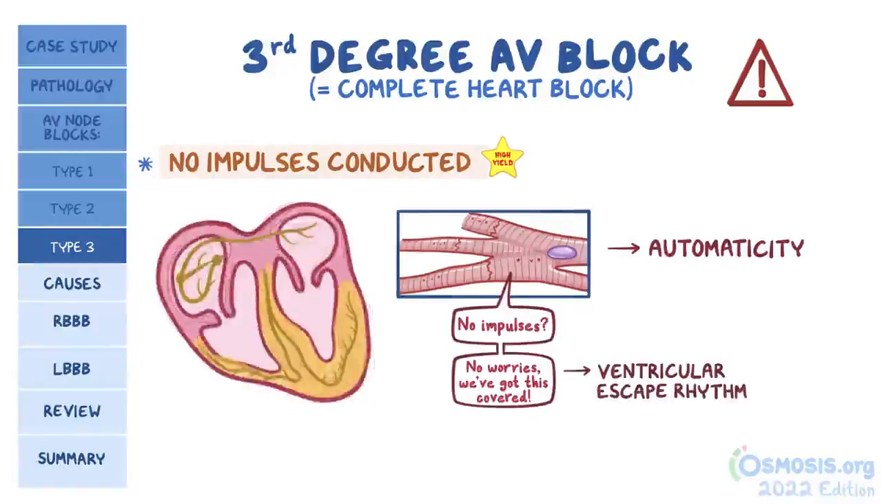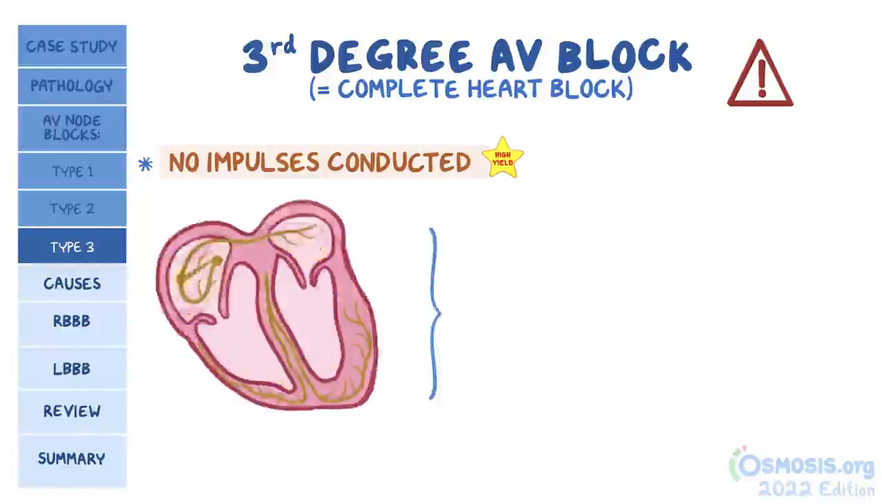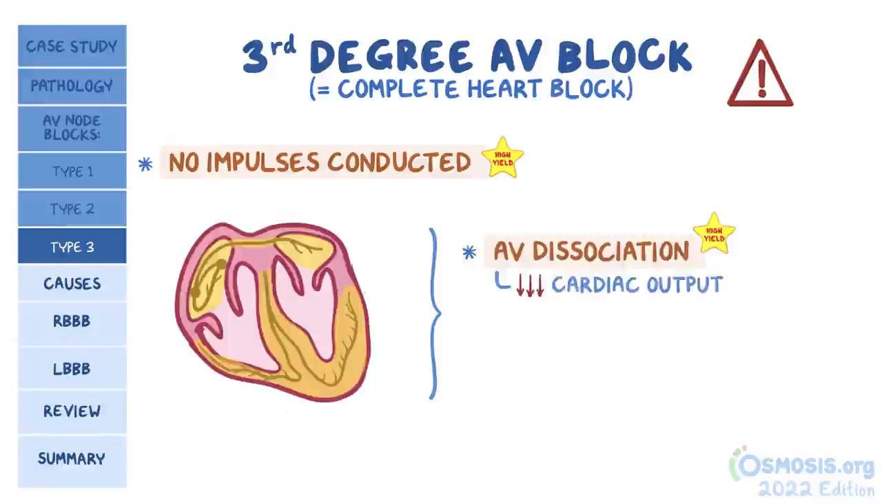Because the atria and the ventricles each have their own pacemakers, they now contract independent of one another, which is called AV dissociation. This desynchronization of the heart chambers can reduce cardiac output dramatically, leading to syncope or even sudden cardiac death.